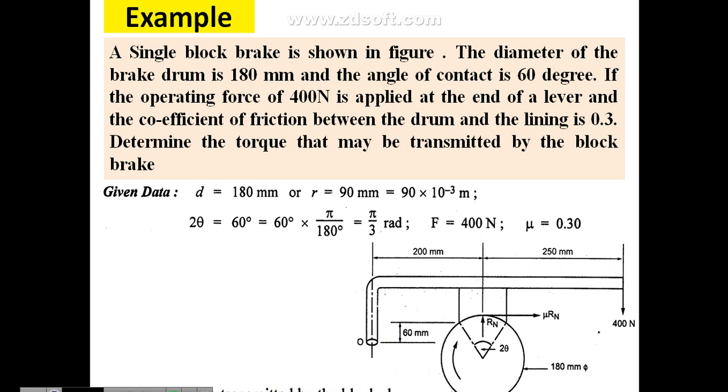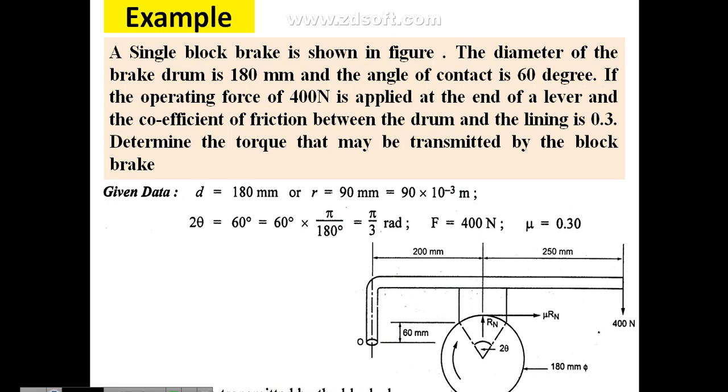So coming to the given data, D is the diameter of the brake drum. From that you can find R, that is the radius, 180 divided by 2, 90 mm. You convert everything into meters because you're going to find the torque value. Torque should be in Newton meter, so you keep everything in meters. So 90 into 10 power minus 3 meter.